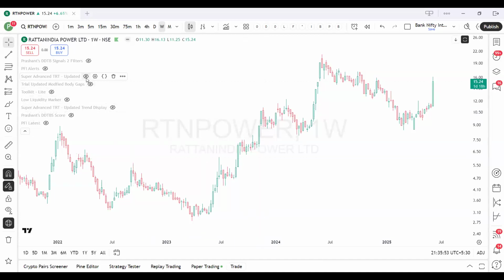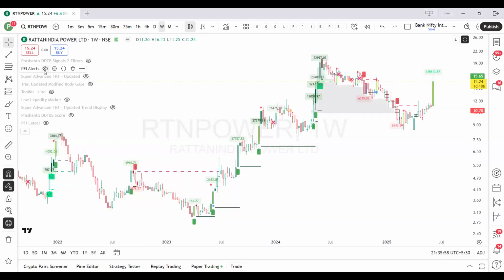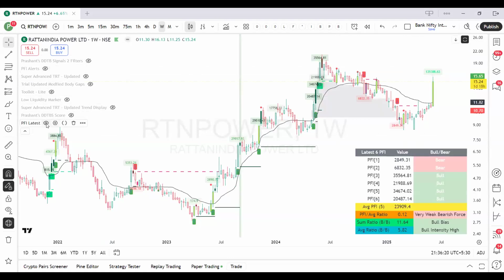And you have seen my TRT. All of you know about this, how to use it. You also have seen the PFI indicator, and this is our previous PFI indicator. I have made some changes in it, and I have shown the changes to you. And there are some changes which I have not shown or explained earlier. So I'm going to show you this.